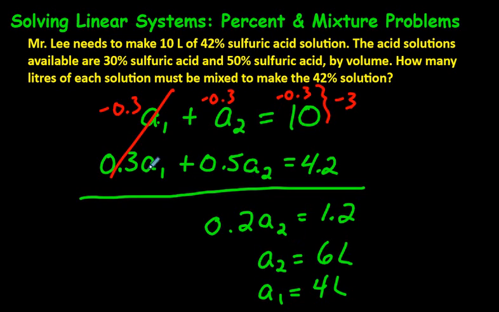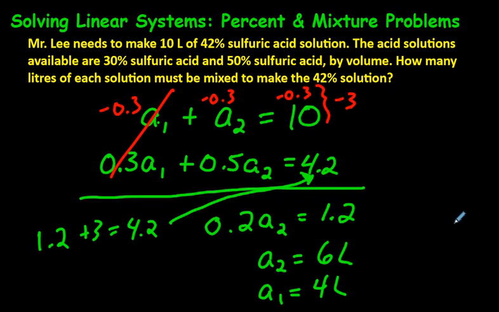So 4 times 0.3 would be 1.2. And 6 times 0.5 is 3. 1.2 plus 3 is 4.2, and that is the answer that was shown right here that we were looking for. And that way on a test you can say you know what's going on.